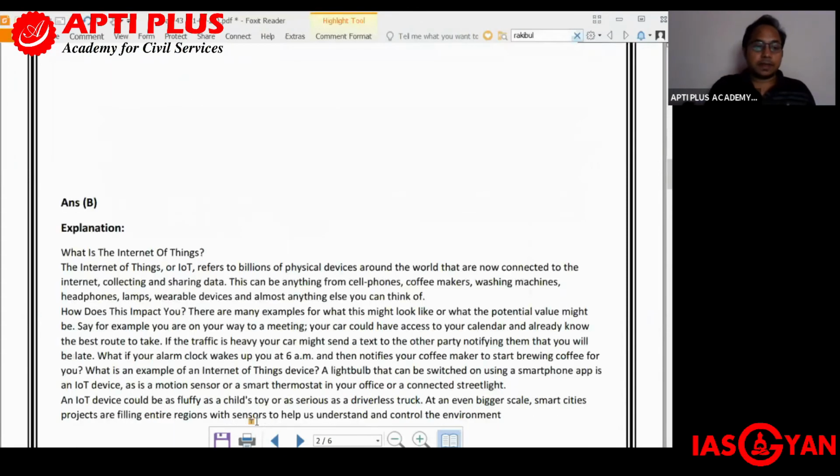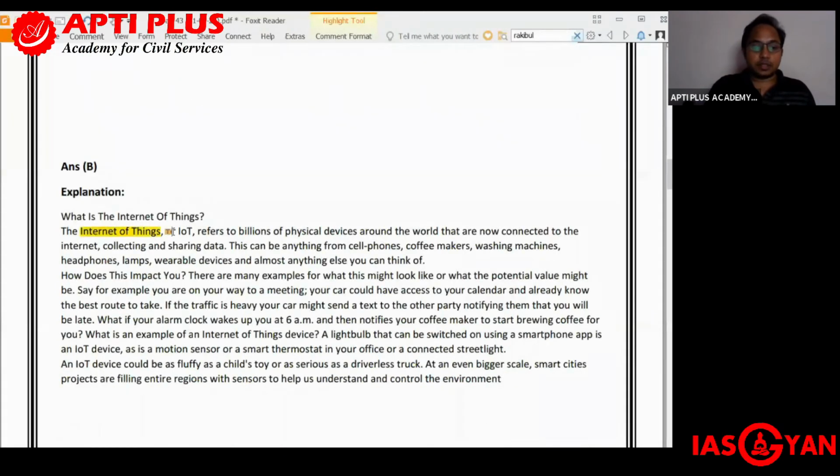Let us see. The Internet of Things, or IoT, refers to billions of physical devices around the world that are now connected to the internet, collecting and sharing data. These can be anything from cell phones, coffee makers, washing machines, headphones, lamps, wearable devices, and almost anything else that you can think of. And how does this impact you? There are many examples for what this might look like or what the potential value might be.